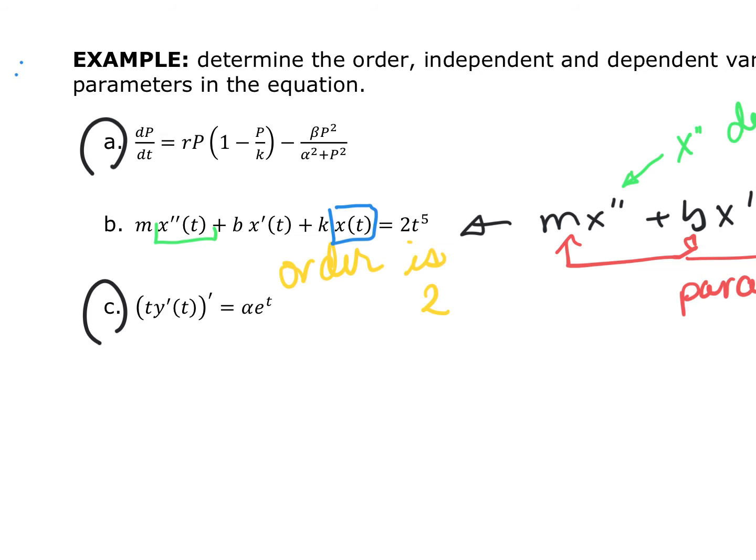And either you can unmute yourself or you can type it in the chat window. For A, what do you think the order is? What do you think the dependent is? What do you think the independent is? And which ones are the parameters?